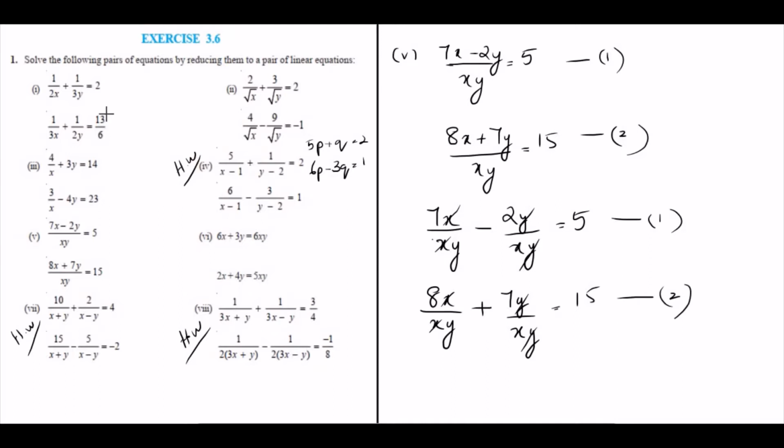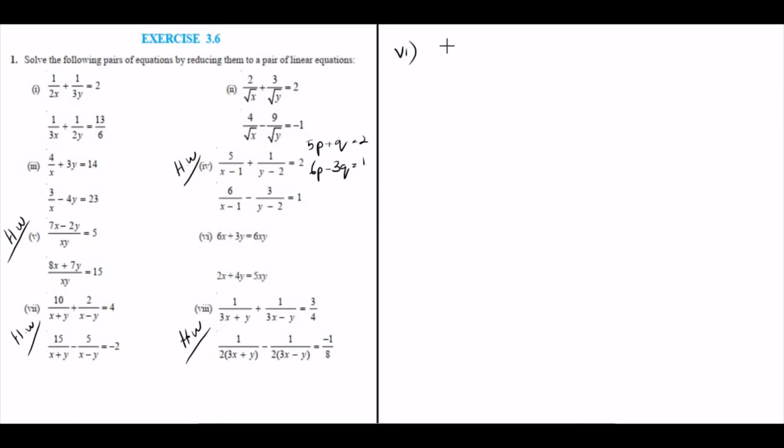When you look at these equations, you can see it is similar to this equation, that is 1 by y can be replaced by p and 1 by x can be replaced by q. So you will get 7p minus 2q is equal to 5, and here you will get 8p plus 7q is equal to 15. That is, we have reduced this pair of equations to a pair of linear equations in two variables p and q, and after that you can use any of the methods.